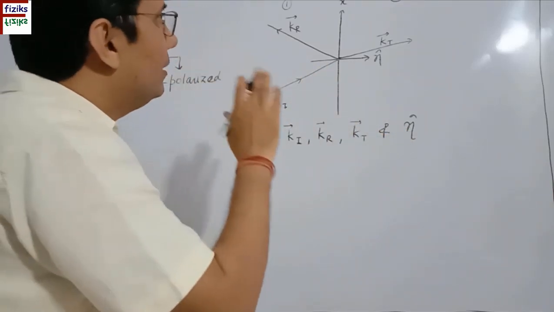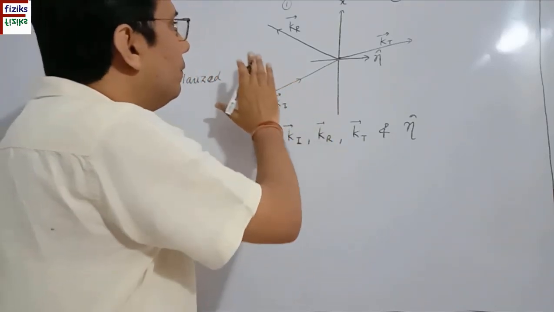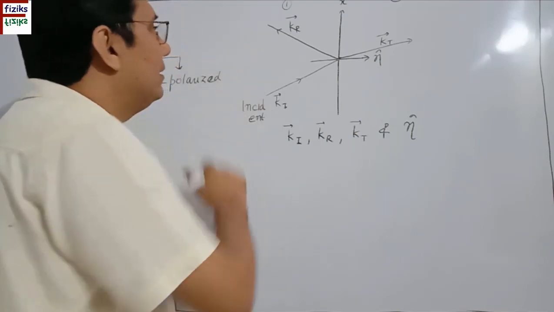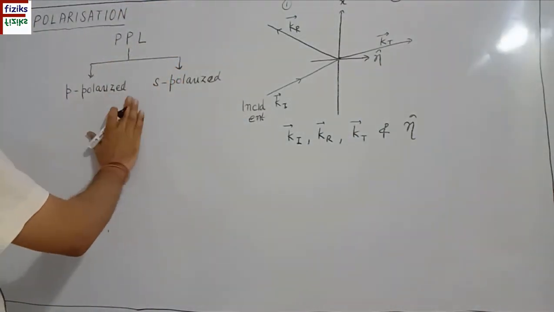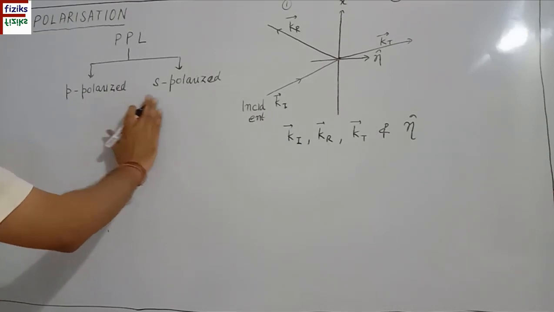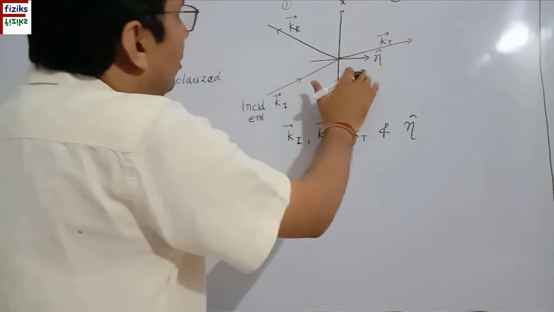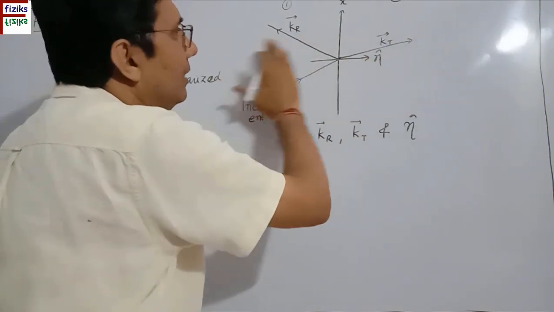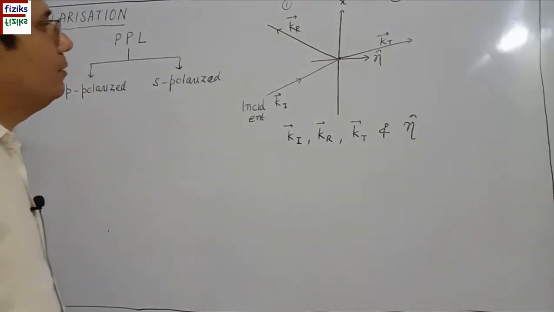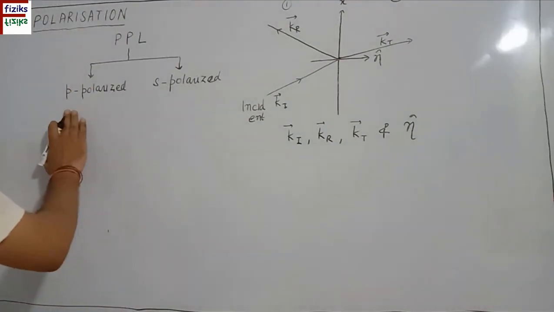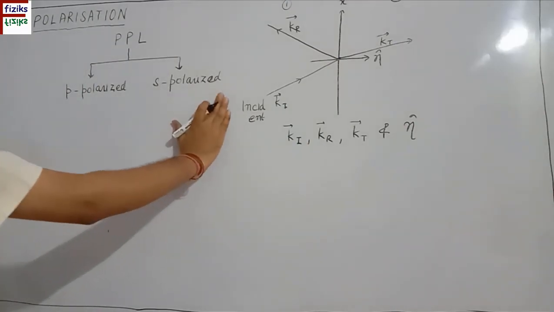That plane is known as the plane of incidence. And basically, on the basis of this plane of incidence, we can classify PPL into two types. One is known as P-polarized, another is known as S-polarized. Here you can observe that the surface of this board is acting as a plane of incidence. Now we will define the meaning of P-polarized and S-polarized light.